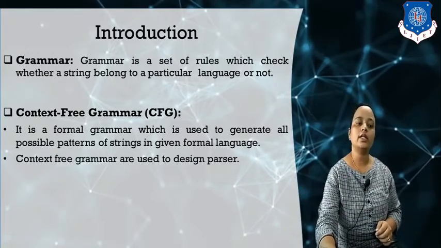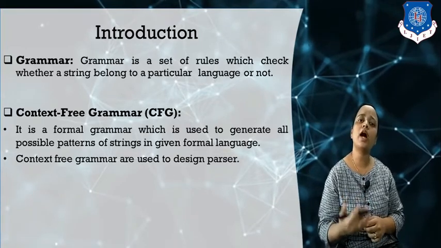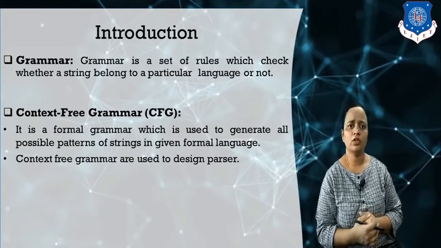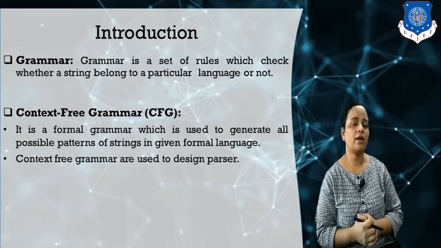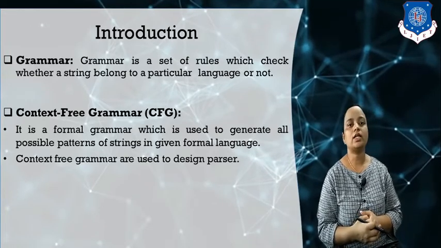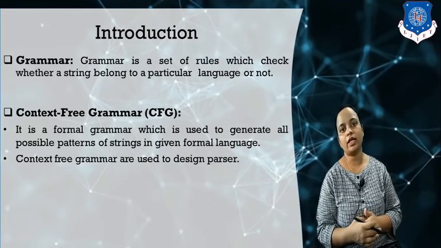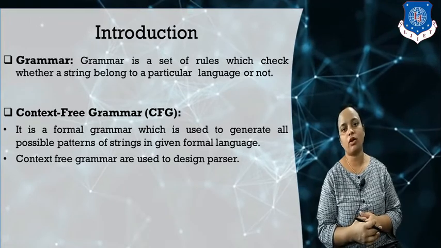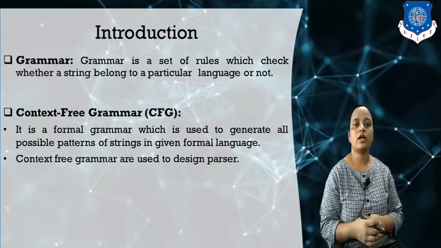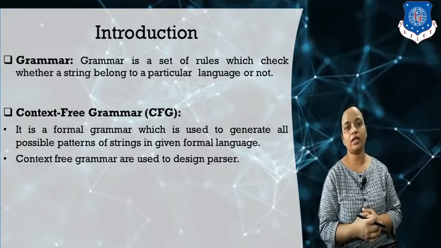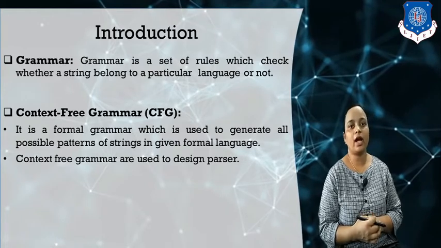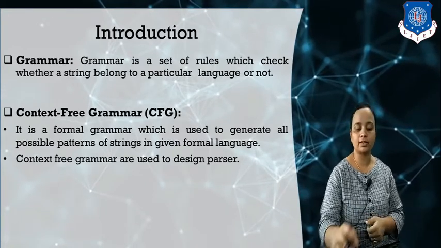Now let us understand where context free grammar is used. Context free grammar is used to design the parser. A parser produces a derivation tree, which is called a syntax tree. The parser is basically a part of the compiler. So context free grammar is used to design the parser.